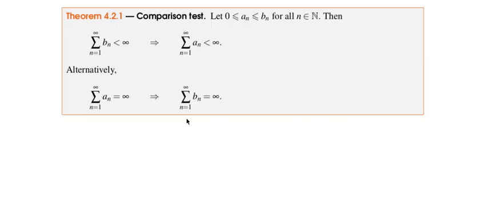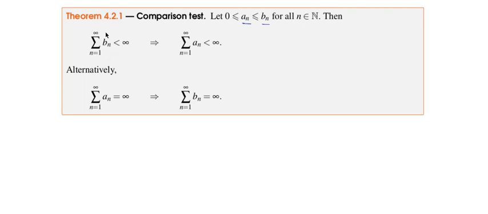So the first test is what we call the comparison test. Suppose we have 2 sequences, A sub n and B sub n, such that every element in the sequence A sub n is smaller than or equal to the elements in B sub n, and both sequences are non-negative, greater than or equal to 0. Then the series that we get by summing the terms in the sequence, remember the difference between a sequence and a series, which is a sum of terms of a sequence.